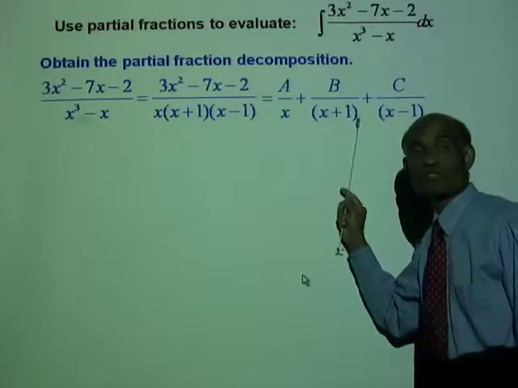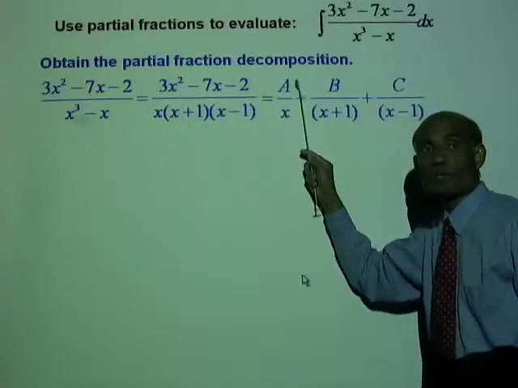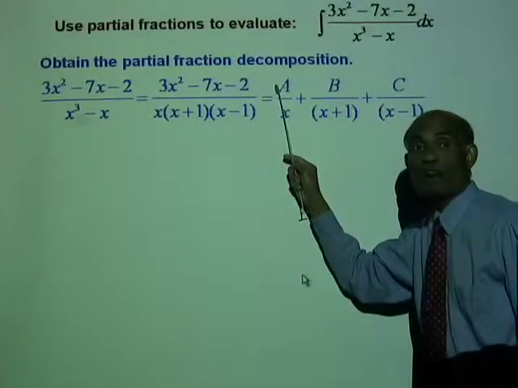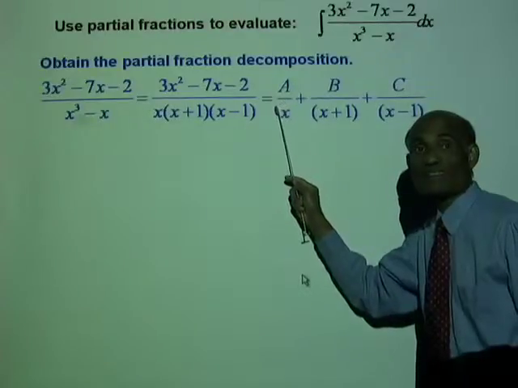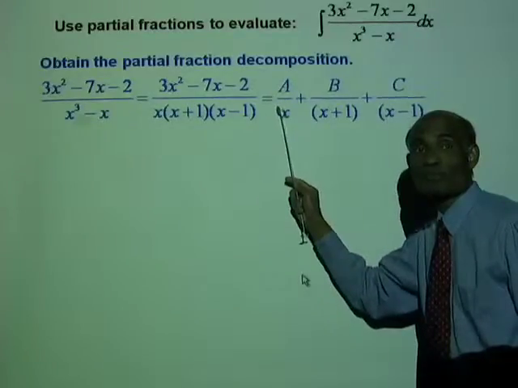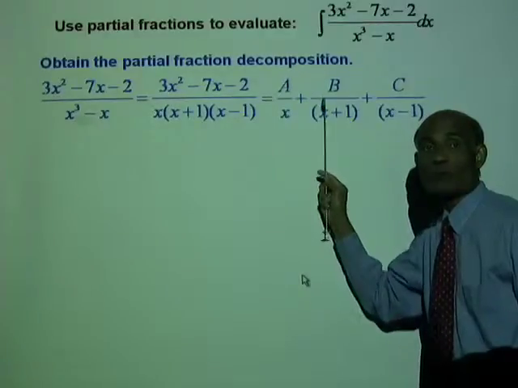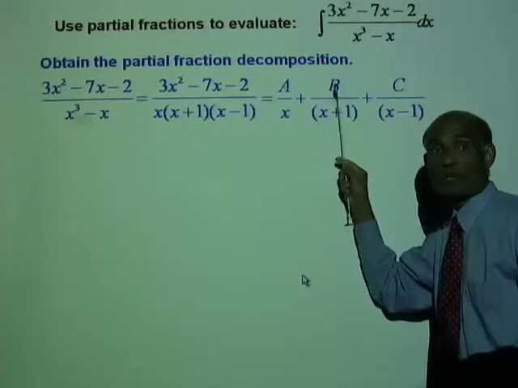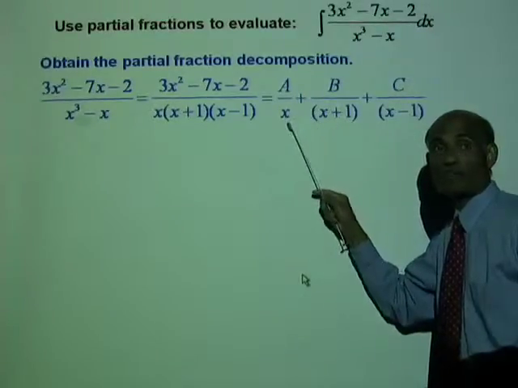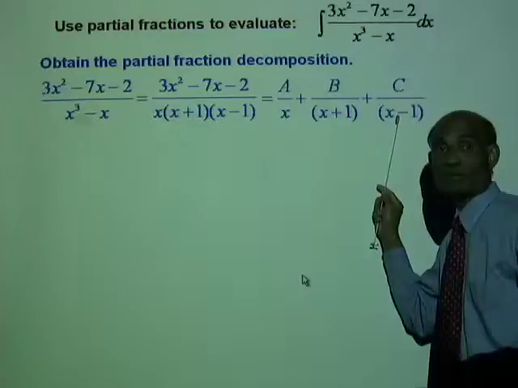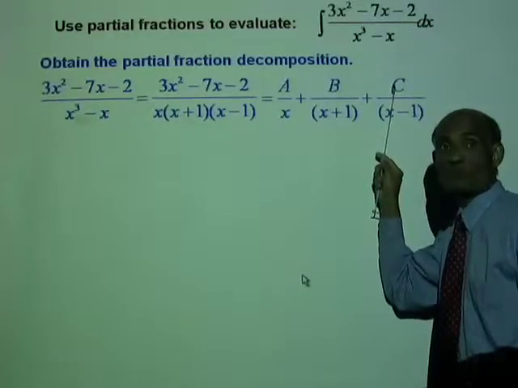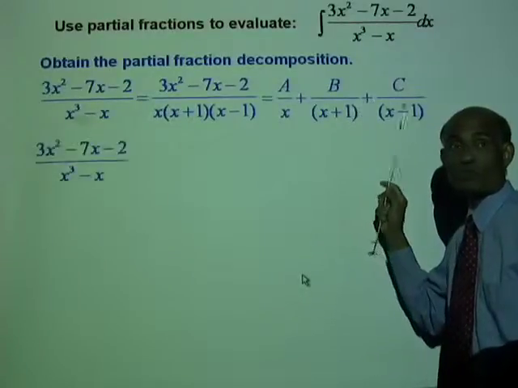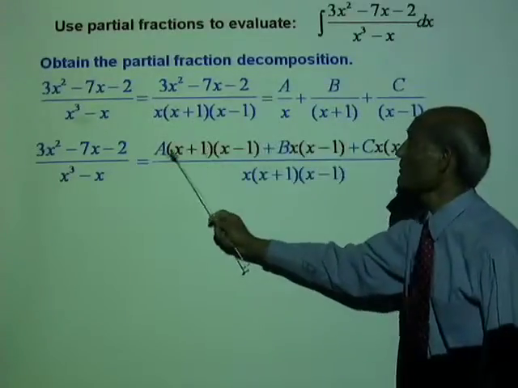Alright, tell me, how do you construct the numerator? What will A be multiplied by? A will be multiplied by all the factors on the denominator except the denominator of this. In other words, A will be multiplied by x plus 1 times x minus 1, plus B will be multiplied by x times x minus 1, right? Plus C will be multiplied by x times x plus 1. These skills you know already. So we will write it like this.